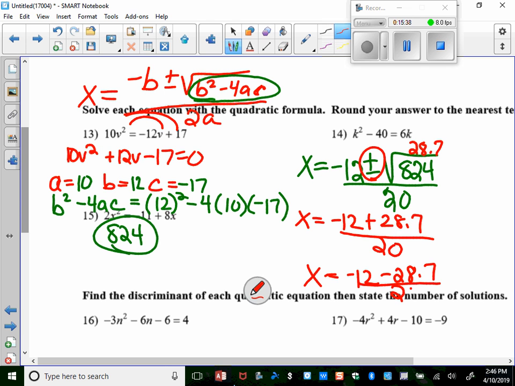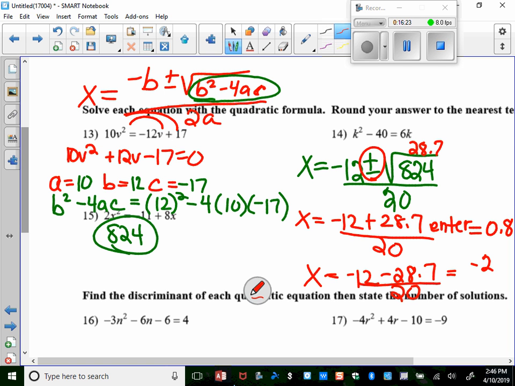When you put this in your calculator and you put in negative 12 plus 28.7, make sure you hit enter, then hit the division key and 20. We're going to round to the tenths, to 1 decimal. All right, did everybody get 0.8 for the first one? Yes? All right, thank you. And who can give me the answer for the second one? Negative 2.0. Is that what you guys have? All right, so we'll just say negative 2.